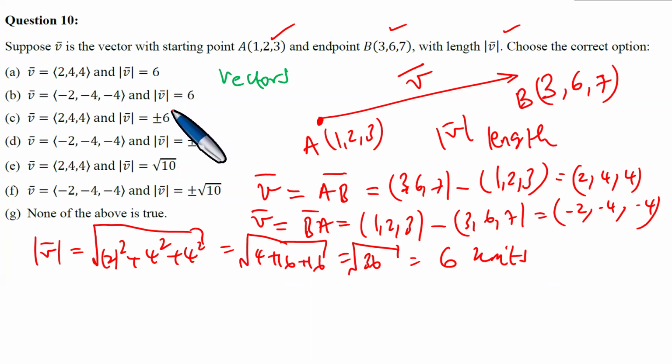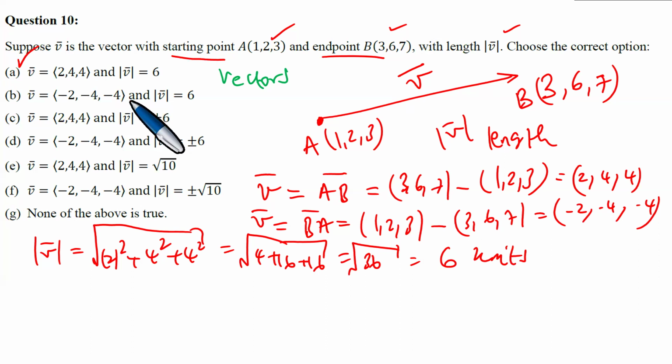So the correct answer would have to be exactly that one there. There are two possible options so far, either A or B. So the correct answer is going to be exactly option A. Why? Because strictly speaking, we're moving from A to B, so A is the initial starting point and the end point is B. If you look at the vector V from A to B, so that B is the final point, you get 2, 4, 4. The length is 6 units.